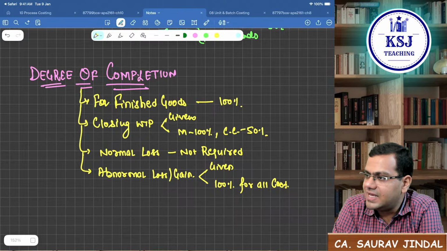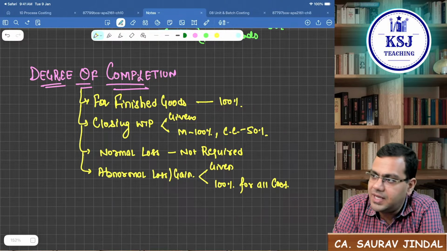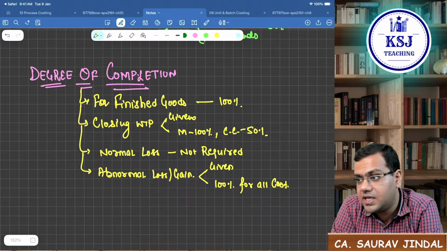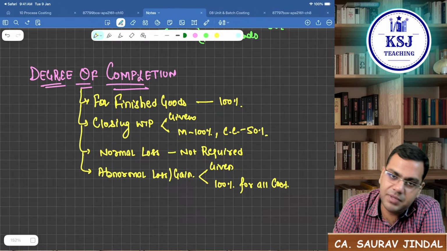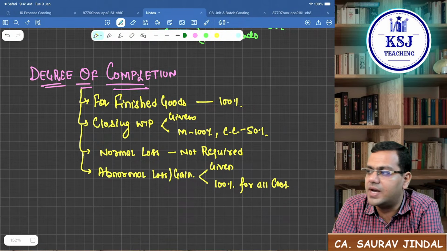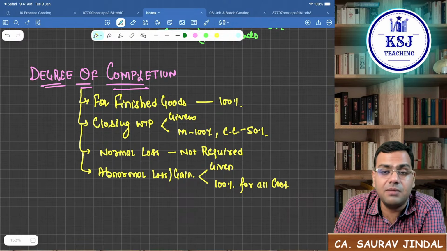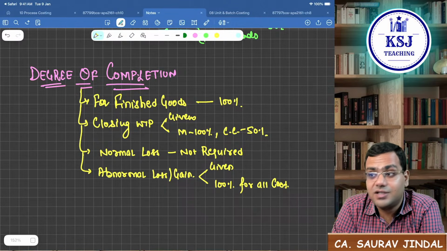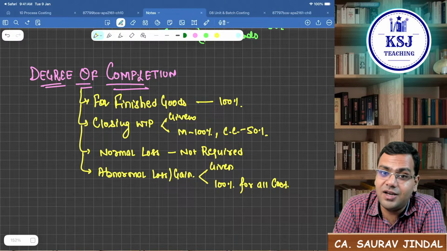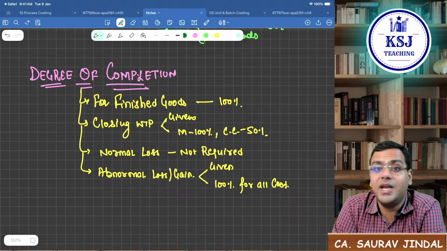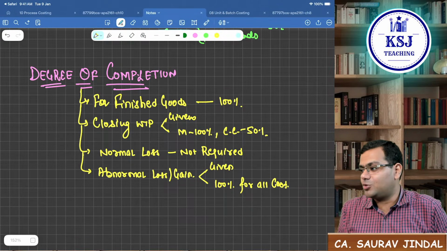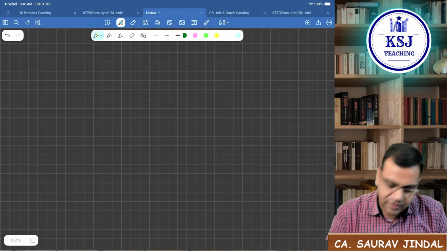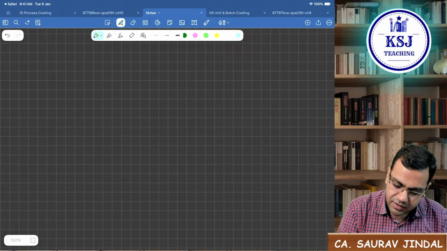Right, now let's take up one example. In that example, I'll explain how to prepare a statement of equivalent production, how to calculate the cost per equivalent unit, how to calculate finished goods, closing WIP, abnormal loss, prepare the process account. Everything I'll cover in just one example, right? So everything will be clear, basics will be clear. Till now we are talking about closing WIP, then opening WIP will enter. In case opening WIP is there, then we have two methods, FIFO method and weighted average method. Then we'll talk about that. Okay. So write down one example here.